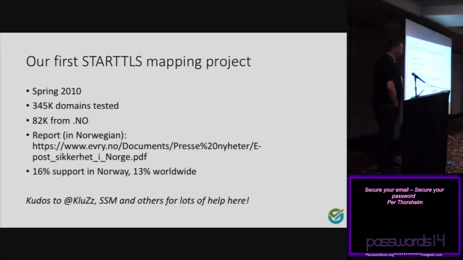And in the spring of 2010, I was talking to a colleague of mine, a friend, and some other guys as well. Should we try to do a mapping of how well this is supported on the internet? So we tested 345,000 domains, out of which approximately 82,000 were Norwegian. We did a report that is available, but it's only in Norwegian. Sorry about that. And we found that approximately 16% of all domains in Norway in 2010 had support for StartTLS. But on average, 13% would support StartTLS, which was not good at all.